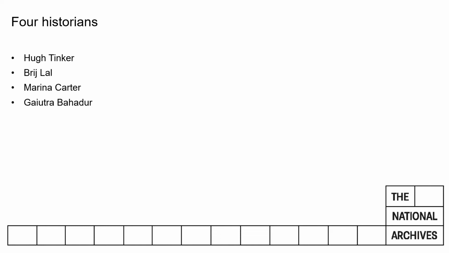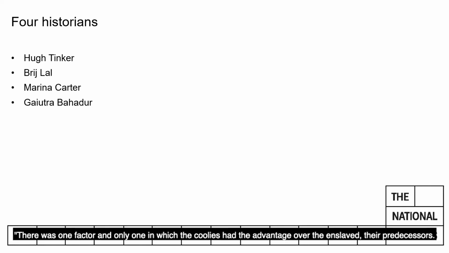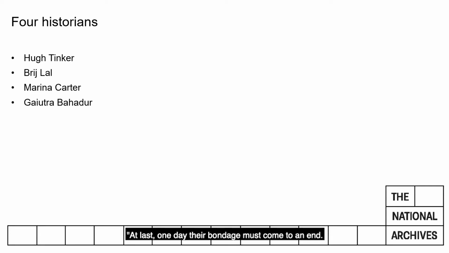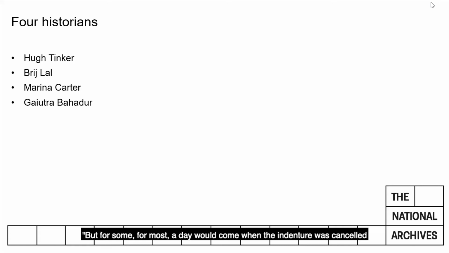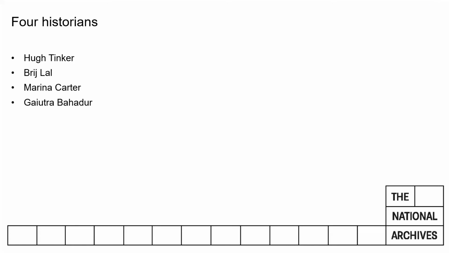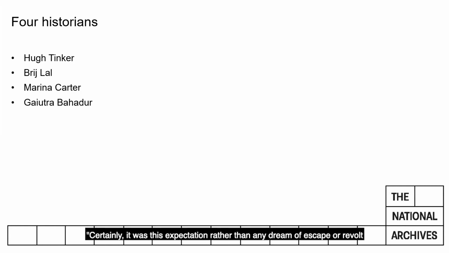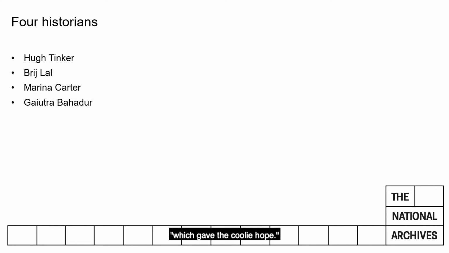And this is his quote: "There was one factor and only one in which the coolies had the advantage over the enslaved, their predecessors. At last, one day, their bondage must come to an end. Before that day arrived, some were dead and others were crippled by disease, while some were so in debt or otherwise ensnared by the system that they could not extricate themselves. But for some, for most, a day would come when the indenture was cancelled and the master no longer had a hold over him. Certainly, it was this expectation, rather than any dream of escape or revolt, which gave the coolie hope." So that's Hugh Tinker.